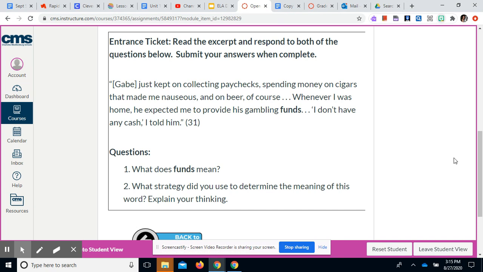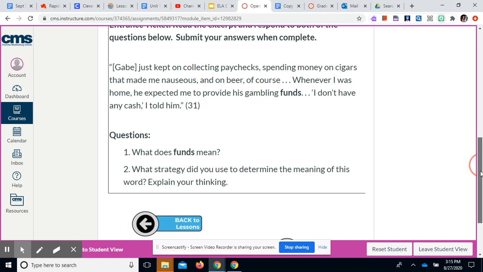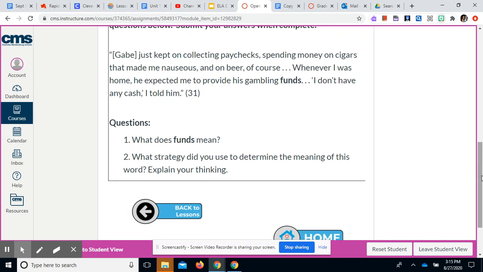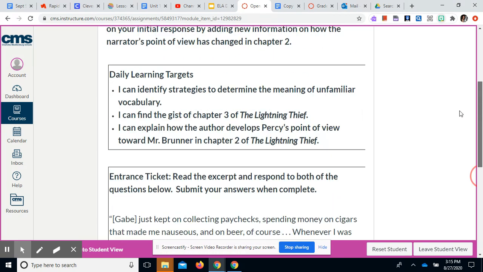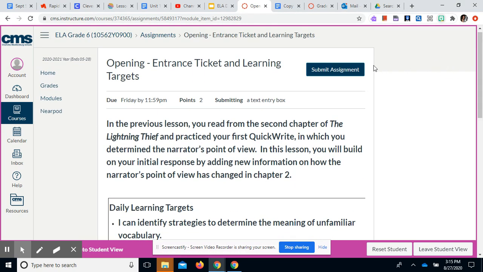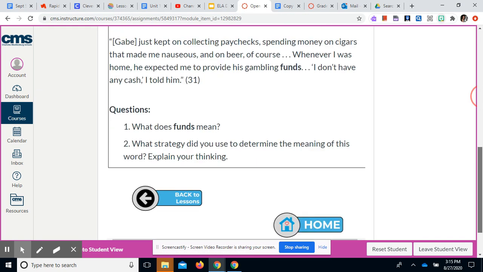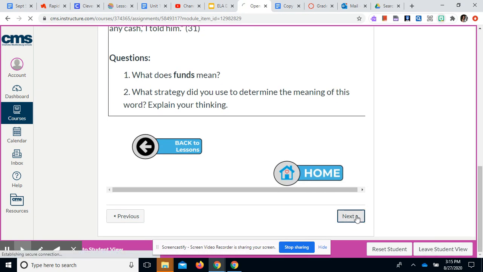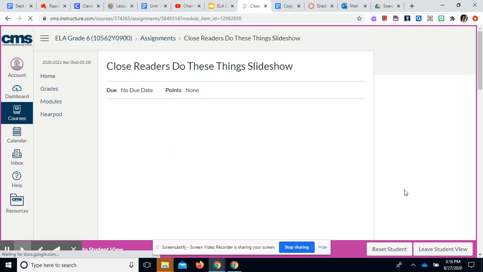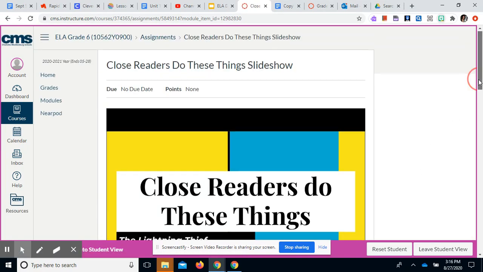And you are, on this entrance ticket, meant to answer 2 questions. What does funds mean, and what strategy did you use to determine the meaning of this word? So you need to give me a meaning for funds and then tell me what strategy you used. I would encourage you to take a look at context clues, look for words with similar meanings. There are more tips on the next page. To complete this, you would click Submit Assignment, and then a text box would appear at the bottom for you to give your answer. On the next page, we have a review of things that close readers do.